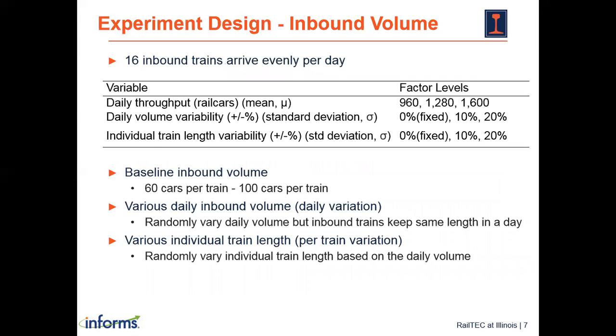To investigate the research hypothesis, the experiment design starts with varying the inbound volume. The number of trains arriving in a day remains the same, and the initial schedule keeps the same inter-arrival time for all trains. The variables include daily throughput, daily volume variability, and individual train length variability. A baseline inbound volume is set as 60 cars per train, 80 cars per train, and 100 cars per train. Then a daily variation is added based on the baseline volume, which decides the average train length during the day. After that, the individual train length is adjusted by adding an individual train length variation to the daily volume.